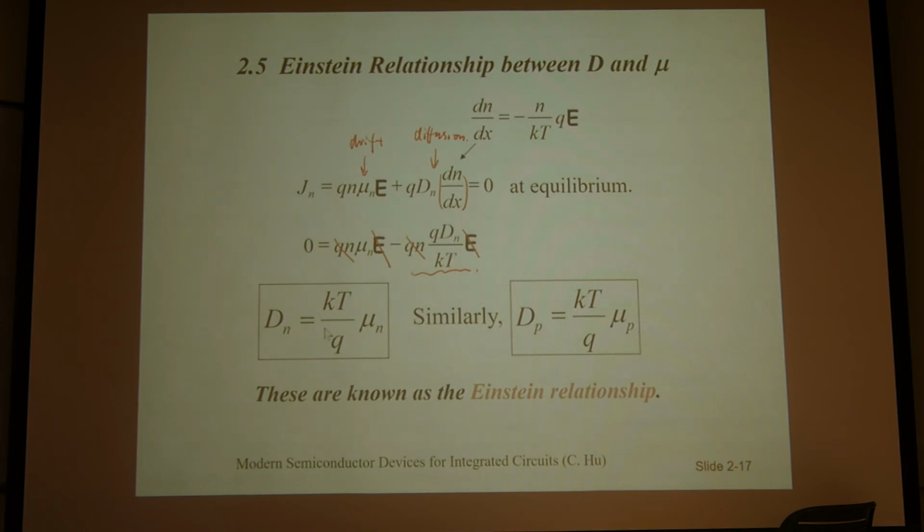D_n equals kT over q times mu_n. So essentially it says that the diffusion coefficient D_n is proportional to the mobility mu_n. The coefficients are kT, the thermal energy, and q, the elementary charge. Those are the constants. So D_n is proportional to mu_n. Similarly, you can do the same thing for the hole, and you will find D_p is proportional to mu_p. So that means the drift and diffusion have a relationship, and this relationship is known as the Einstein relationship. This Einstein is really that one, okay? Because he discovered this in semiconductors. He did many things, but this one is also credited to him.